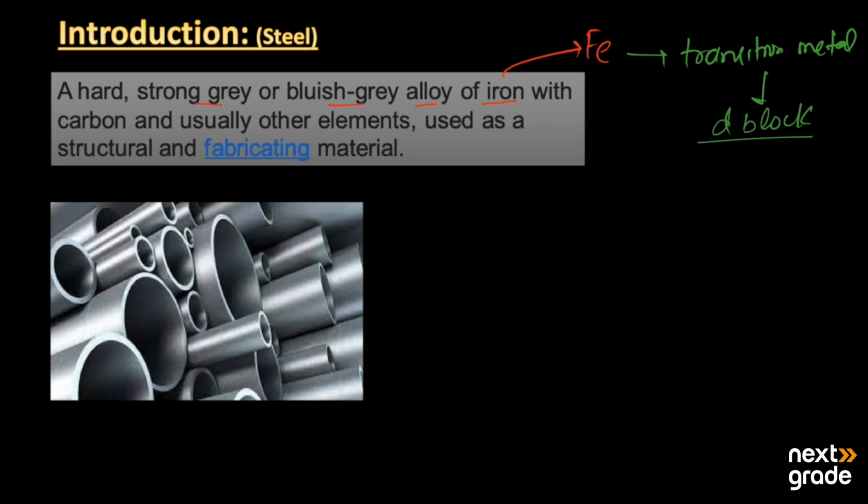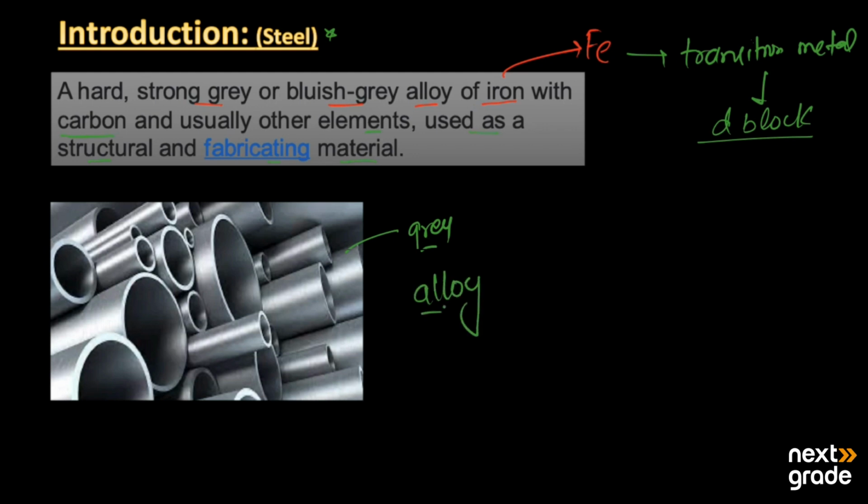And along with the iron, a percentage of carbon is also present that makes up the steel, and it usually has some other elements used in its manufacturing. At the end, that steel is used for structural and fabricating materials. So this is a simple picture of the steel, which has a color from strong gray to bluish gray. And alloy is a substance.